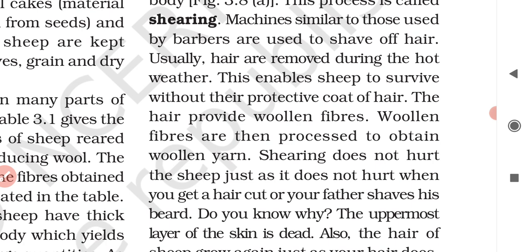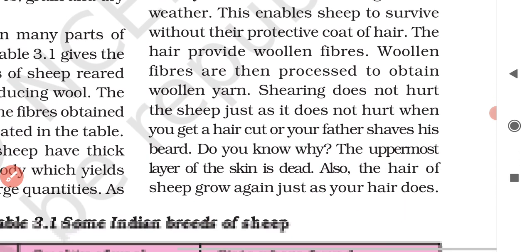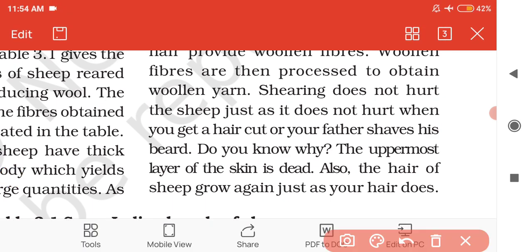The hair provides woolen fibers. This hair provides what? Woolen fibers. So woolen fibers are then processed to obtain woolen yarn. Shearing does not hurt the sheep, just as it does not hurt when you get a haircut or your father shaves his beard. Do you know why?